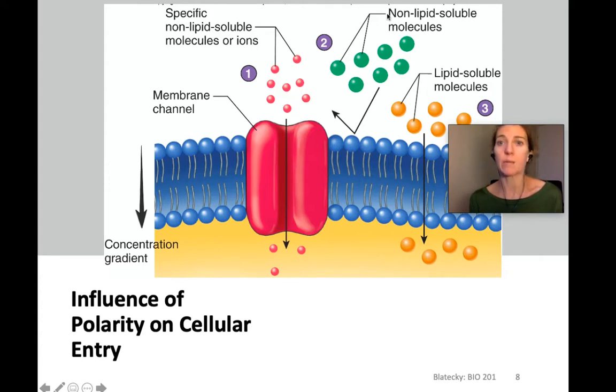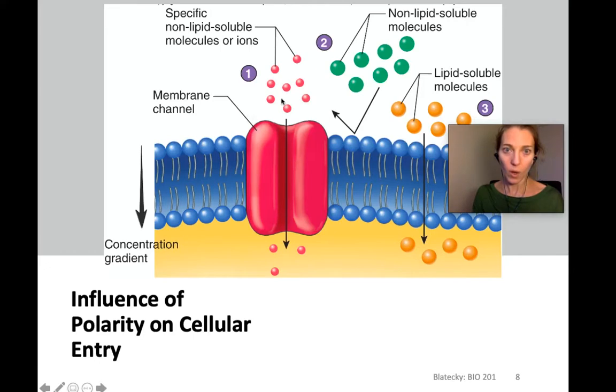So they are not going to be able to gain entry into the cell unless they have a special port, unless they have a special door. And these doors are going to be proteins. So you see a membrane channel here, and if that membrane channel is specific to a certain non-lipid soluble molecule, then that specific molecule can gain entry.